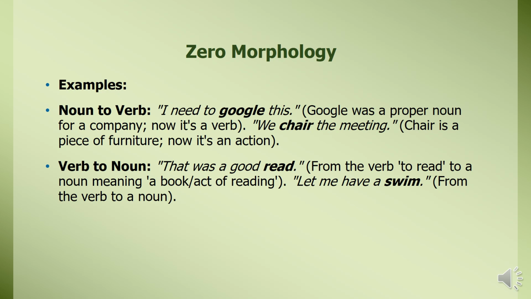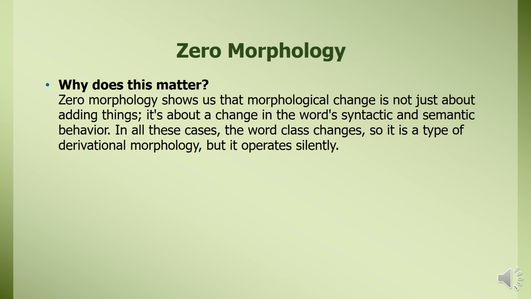Also, you have swim, swarm. Also, there's no derivation, no inflection to change the word form from present to past. So zero morphology shows us that morphological change is not just about adding things, it's about change in the word's syntactic and semantic behavior. In all these cases, the word class changes. So it's a type of derivational morphology, but it operates silently because you cannot observe any change at the edge of the word.